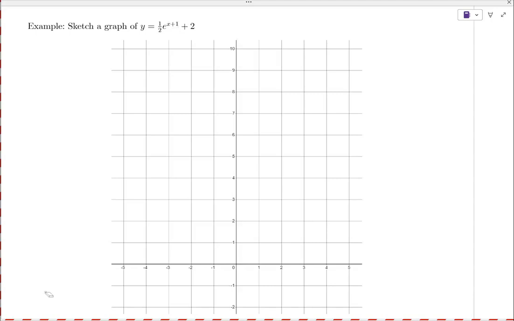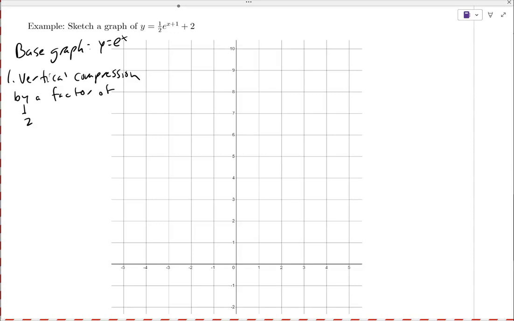All right, so we see 3 different pieces here. If your base graph is y equals e to the x, then we see a vertical compression by a factor of a half. It's 1/2 as tall. We see a shift left 1 unit.